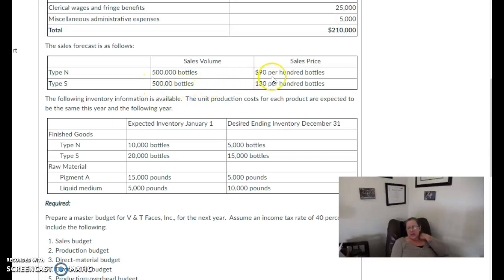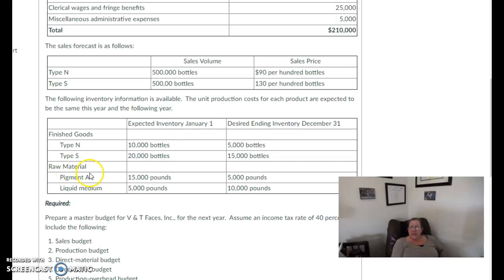The sales forecast is that the sales volume for type N and type S both will be 500,000 bottles. The sales price is $90 per 100 bottles for type N and $130 per 100 bottles for type S. We have some inventory information available right here, and the unit production costs for each product are expected to be the same this year and the following year. So in finished goods for type N, we have 10,000 bottles expected inventory on January 1st. And then we have desired ending inventory of 5,000 bottles on December 31st. And then type S, we expect on January 1st, we'll have 20,000 bottles. And we have a desired ending inventory for December 31st of 15,000 bottles.